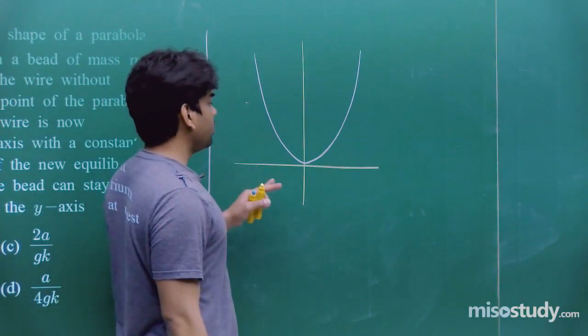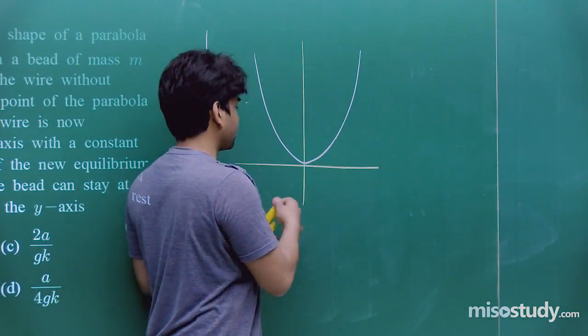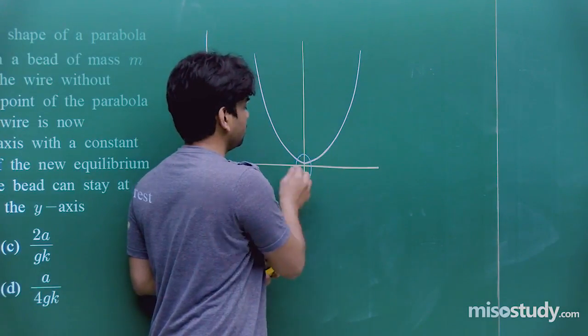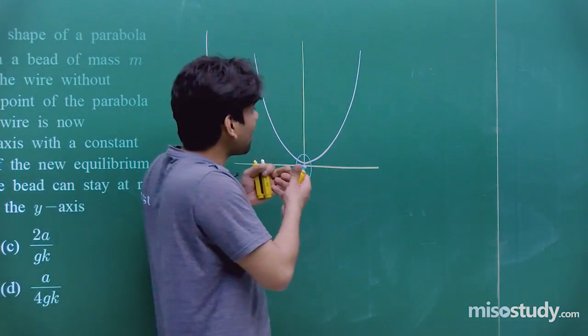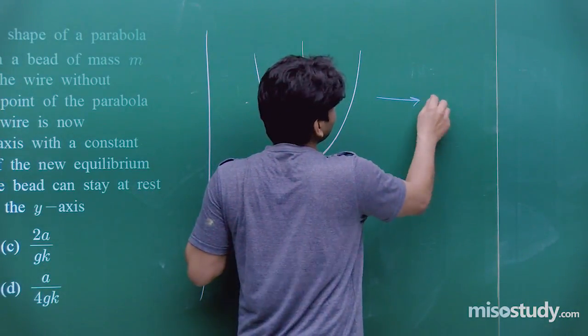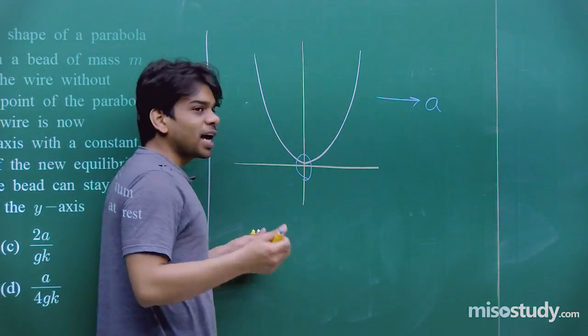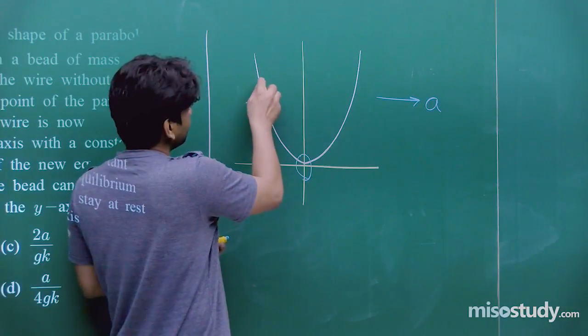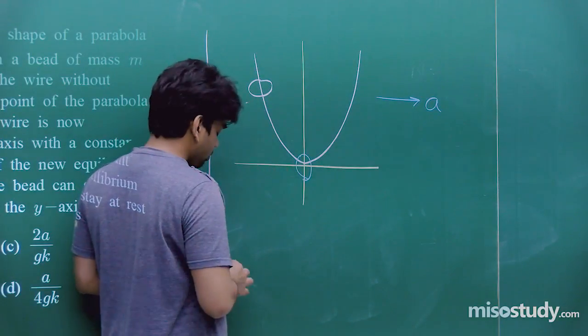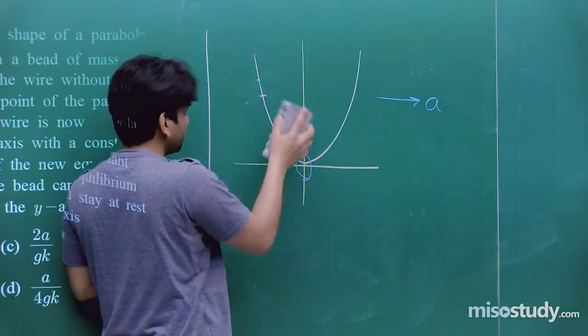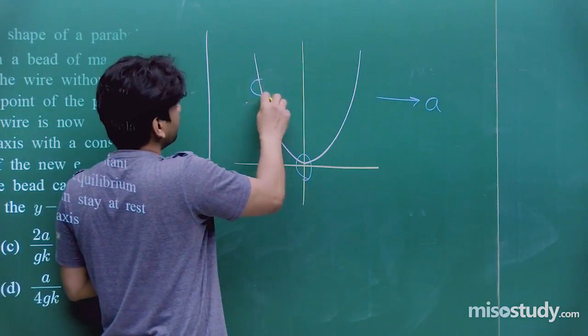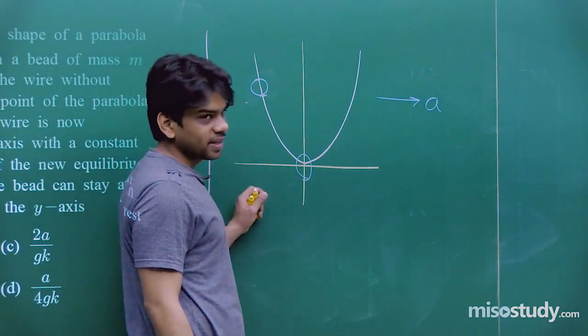Now first the bead was at rest at the lowest point of the parabola. Now when it starts moving with an acceleration a, the bead actually moves up. Let's say this is the point where the bead moved up. I've used the purple color, so let me use it. So the bead moved here.